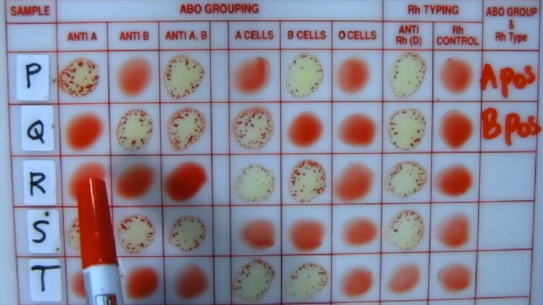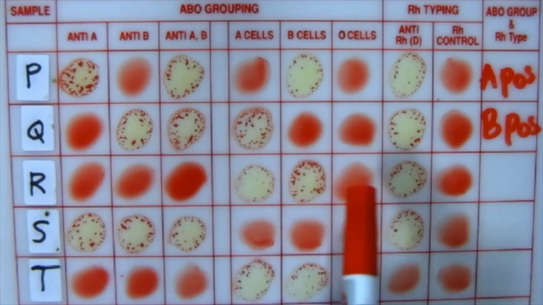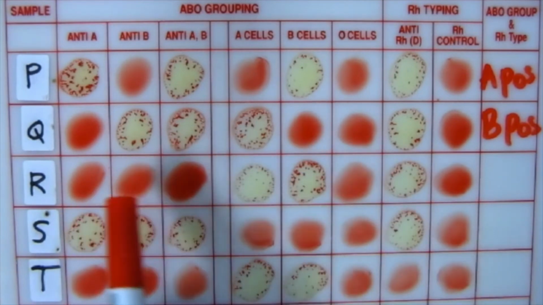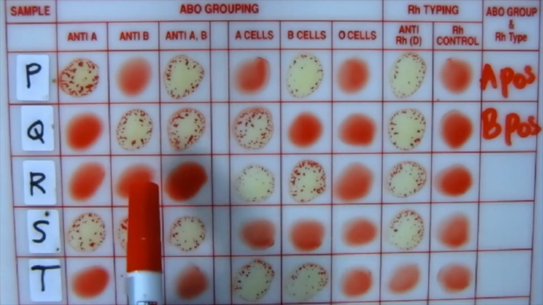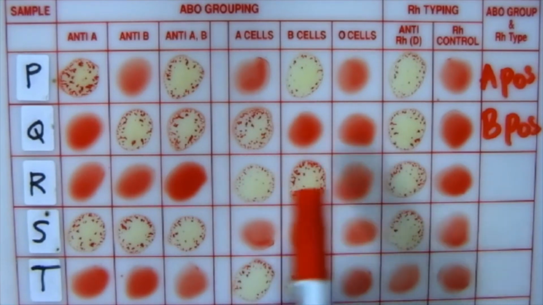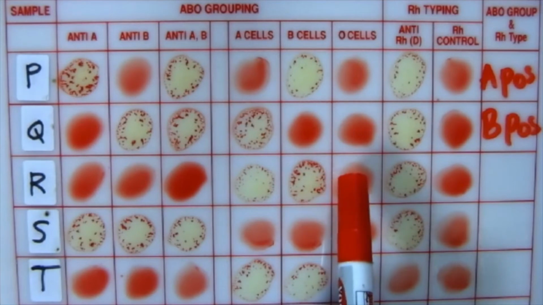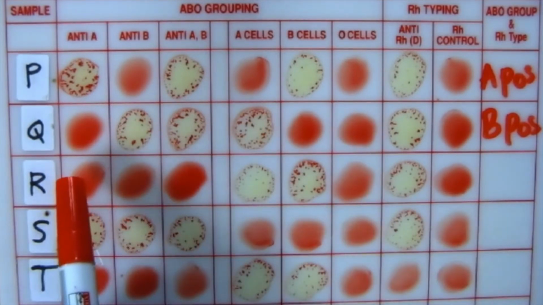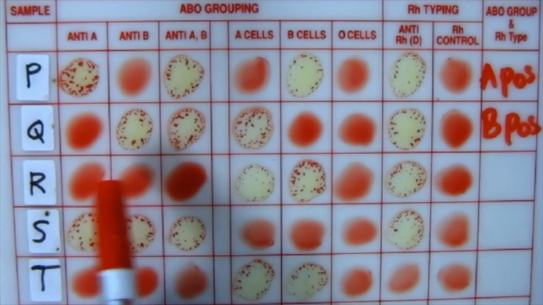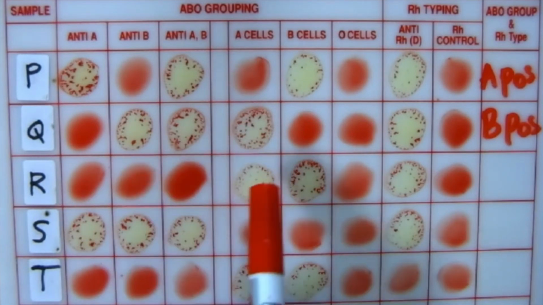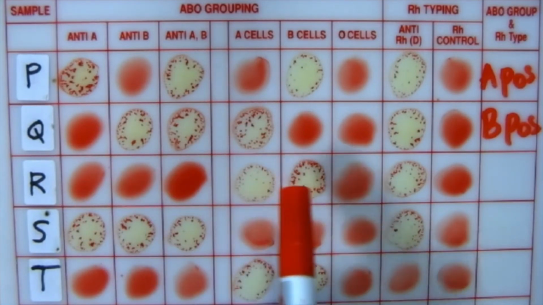So what might be the blood group of patient R? There is no antigen on the red cell surface, but the patient has anti-A and anti-B in the serum. Okay, so patient R is group O. Group O. Right? Because there is no antigen A, antigen B detected on their red blood cell surface, but they are having the anti-A and anti-B.